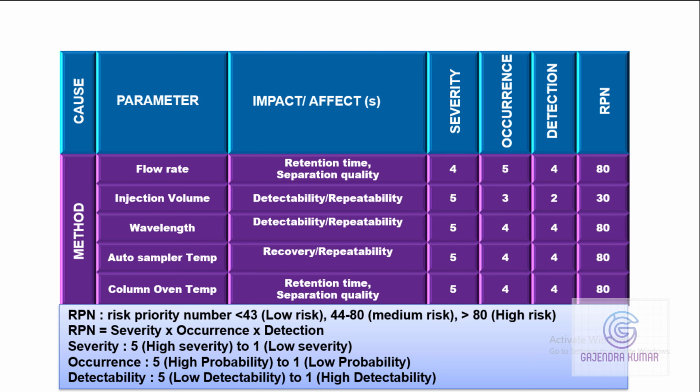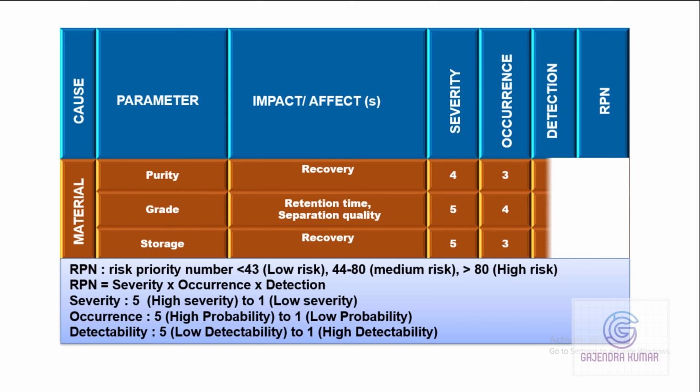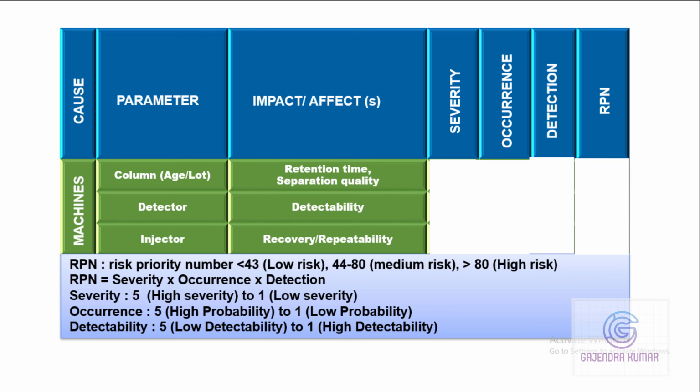For the method, except injection volume, all are in the high risk zone. With respect to the material, these are the numbers. So you need to give a rating of these parameters based on the method and based on your systems. So these are the numbers. So grade of reagent will play a major role, so it is in medium risk.